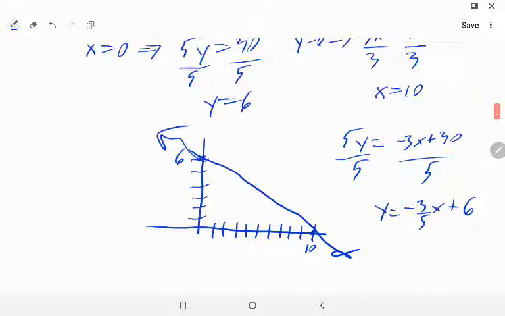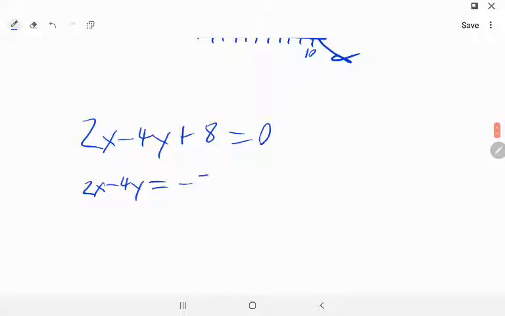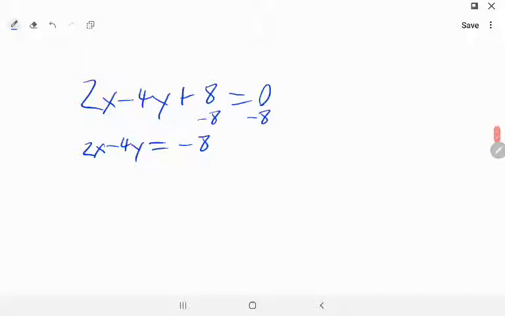So if we're kind of halfway between, if we had something like 2x minus 4y plus 8 equals 0, the question of whether to use that to get slope-intercept form or to use these intercepts is kind of a matter of preference. So we can either look at it as 2x minus 4y equals negative 8 after we subtract 8 from both sides, and then we can use intercepts. x equals 0 tells us that negative 4y equals negative 8, and so y equals 2. We get the point 0, 2.